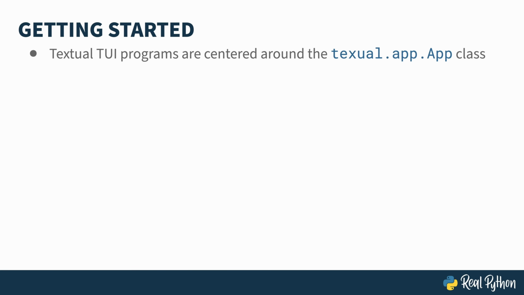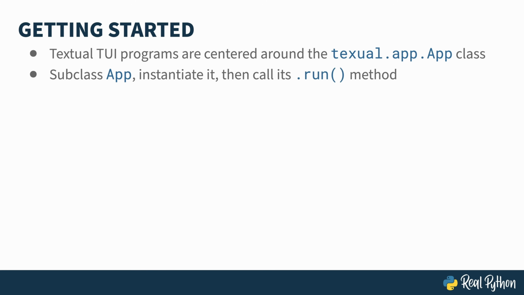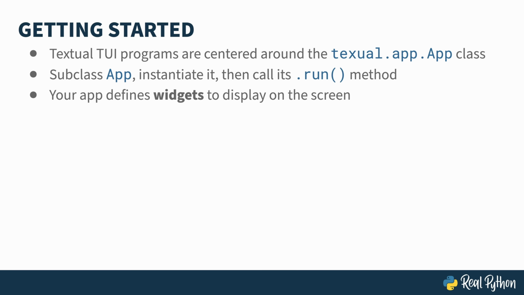You create a Textual app by inheriting from Textual's app class. You subclass the app and override certain key methods to create an interface. Then instantiate your class and call its run method to get it going. Your app will be comprised of widgets, some of which are interactive, like buttons, and some which aren't, like text labels.